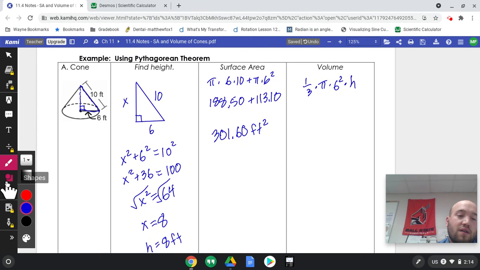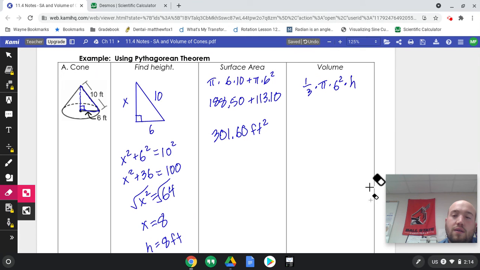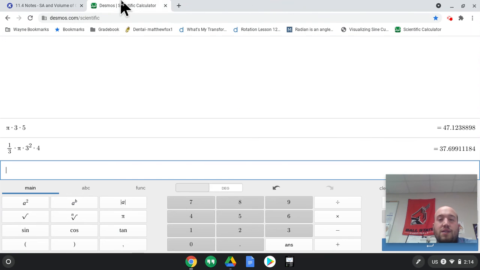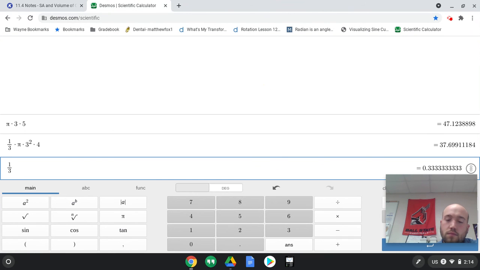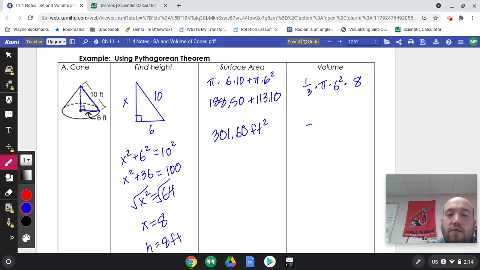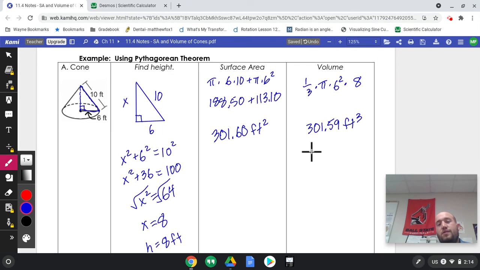So if we go back over here, instead of the height on the end, I'm going to change that to an 8, and now we can finish it out. 1/3 times pi times 6 squared times 8, and we get 301.59. If we round, 301.59 feet to the third. You'll notice these are almost identical, 301.60 and 301.59. That's just coincidence. That's not always going to be the case, but in this case it was.